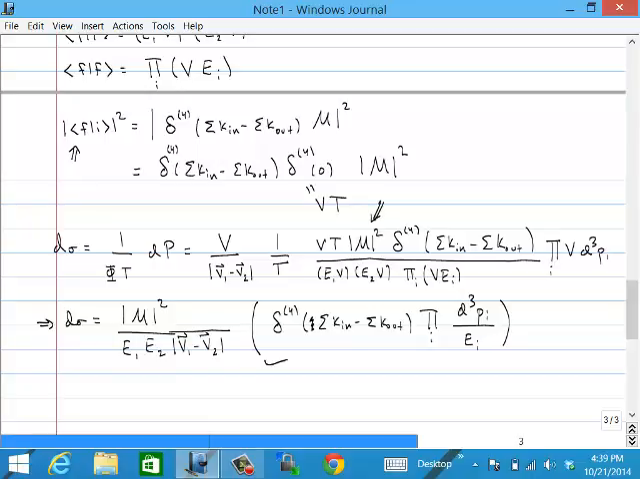So this is some sort of Lorentz invariant measure on phase space, and in particular on the phase space, the momentum space of the outgoing particles.